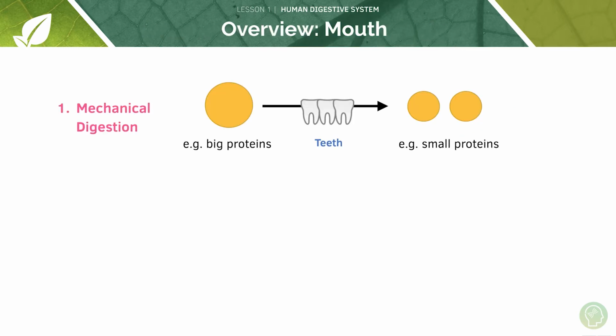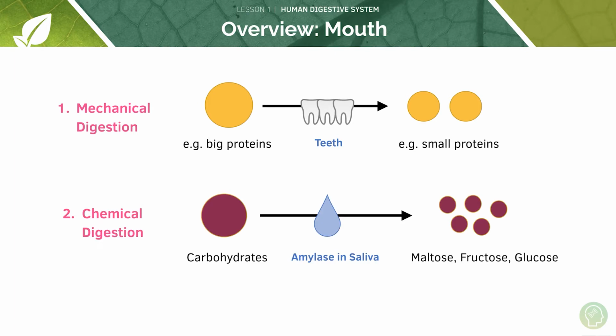So the mouth is really crucial in mechanical digestion, as we saw earlier. Our teeth chew up our food, and this breaks down large food molecules into smaller food molecules. So here we can see big proteins being broken down into smaller proteins. And we also have chemical digestion taking place in here.